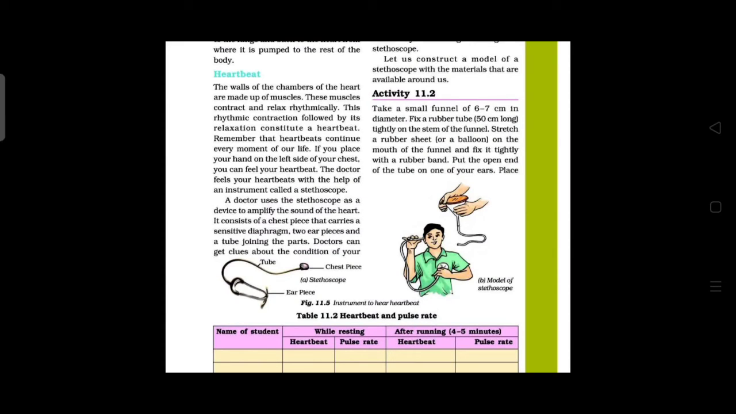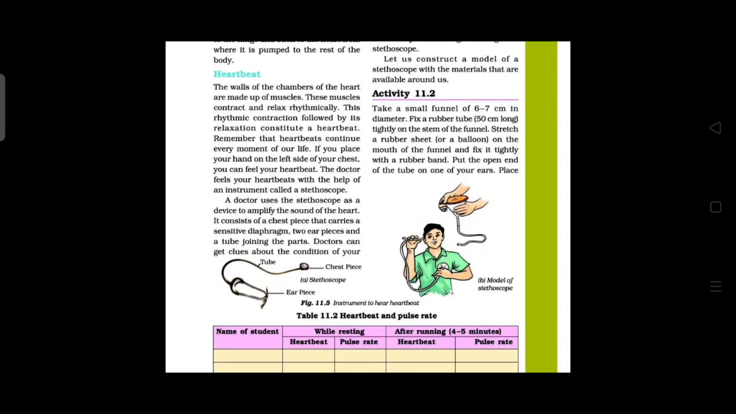If you place your hand on the left side of your chest, what do you feel? We feel that there is a heartbeat, right? The doctor feels your heartbeat with the help of what? A stethoscope. It is an instrument. See the picture, 11.5. There is a stethoscope picture. The doctor feels your heartbeat with the help of an instrument called a stethoscope.